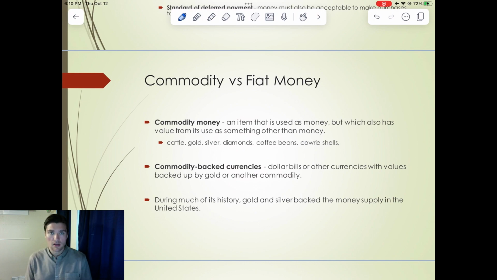Commodity-backed currencies started back with the gold standard. Basically what happened here is you had a dollar bill, and that dollar bill could buy you this amount of gold. Okay, it was backed up by a commodity. During much of its history, gold and silver backed the money supply in the United States.